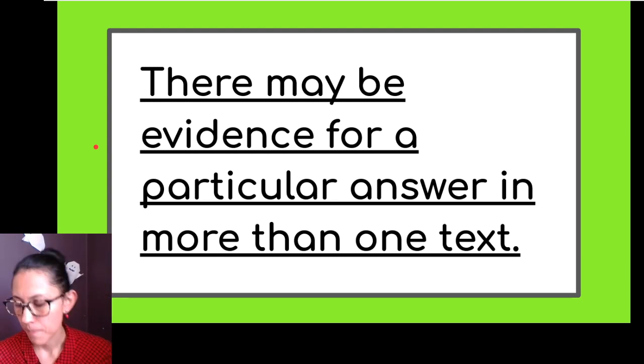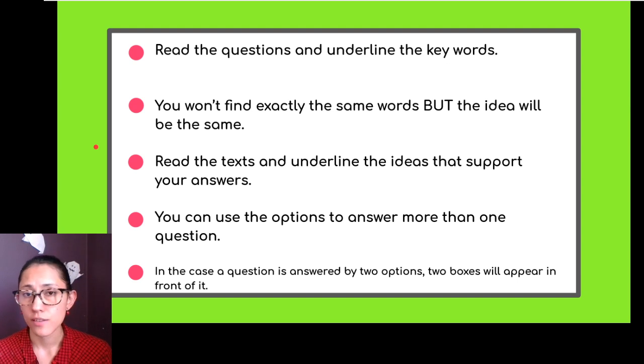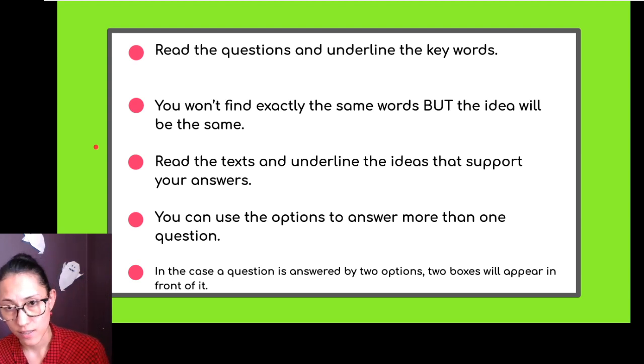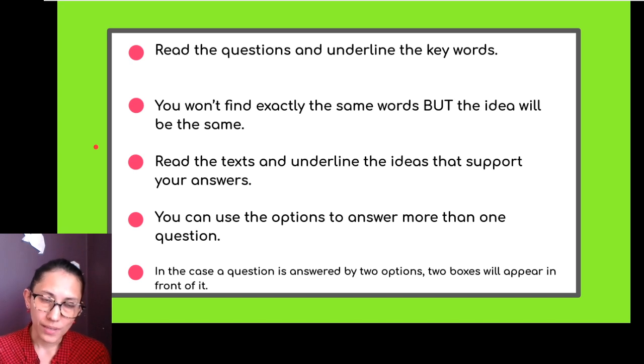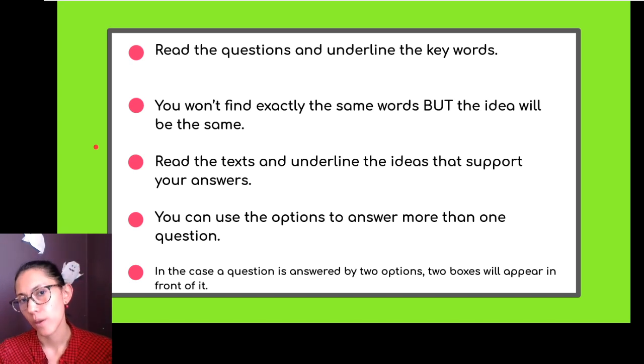Now, what you need to do, and this is a strategy I would highly recommend, is start by reading the questions. Read the questions and underline the keywords, not the other way around. So read the questions, underline the keywords, and then you will know the idea you need to look for in the text. And that's my second tip, okay? You won't find exactly the same words, but you will find the same idea. While you're reading the text, underline those ideas that are answering your question. In that way, you can guarantee that you have the correct answer.